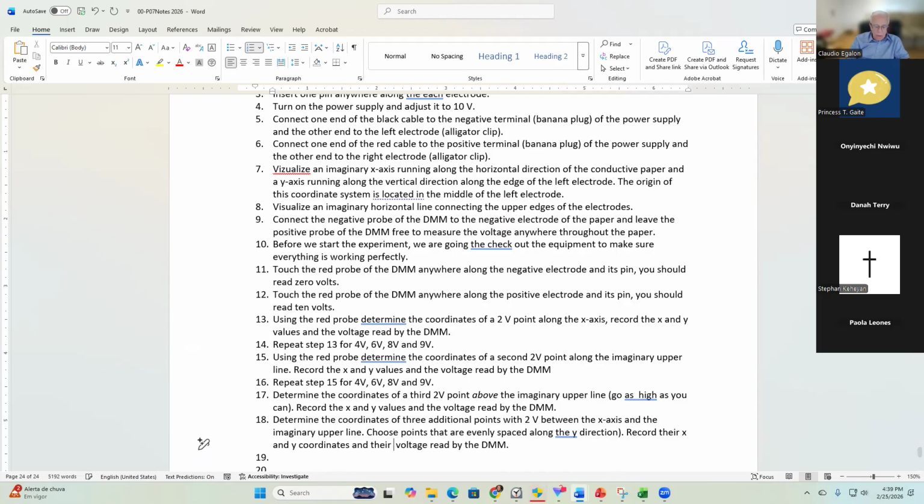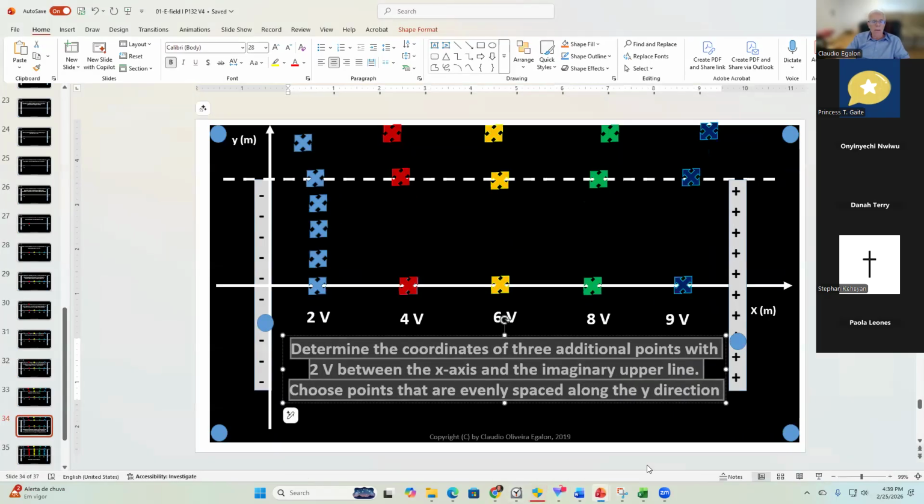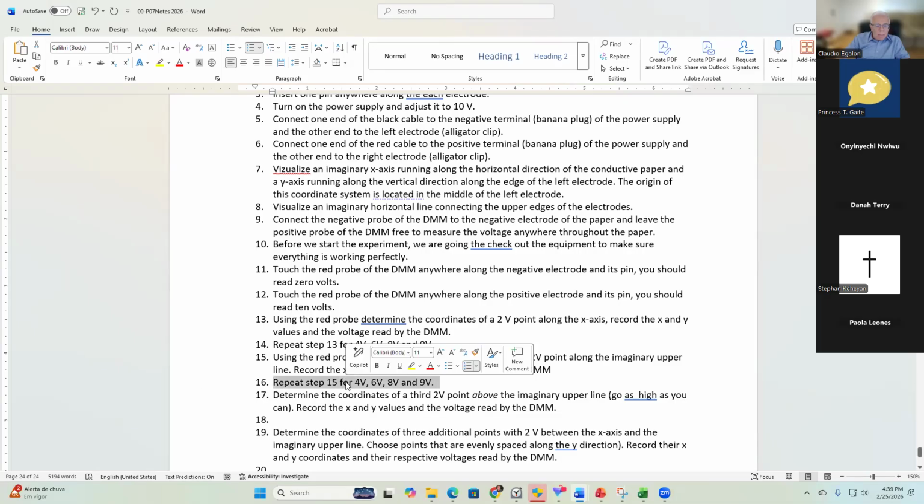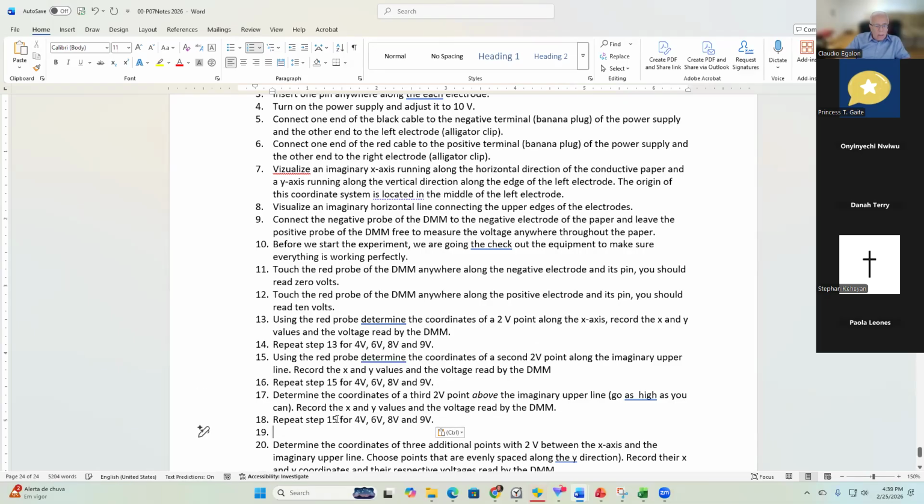And their respective voltages read by the multimeter. Okay? And then you repeat for the other voltage, just like before. Do you see? Repeat. I've got to put here, repeat here, right? Repeat step 17. I skip this one for 4, 6, 8, and 9 volts.